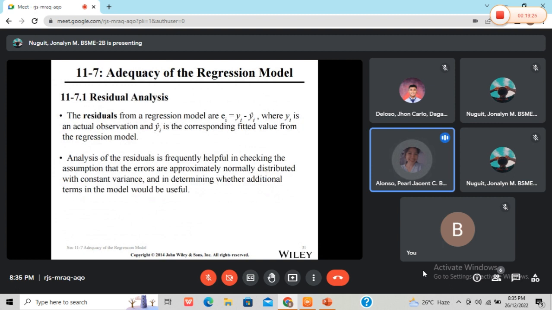So the residuals from a regression model are e sub i equals y sub i minus y hat sub i, where y sub i is an actual observation and y hat sub i is the corresponding fitted value from the regression model. It is frequently helpful to analyze the residuals in order to verify the accuracy of the assumption that the errors are roughly normally distributed with constant variance, and to decide whether or not to include more terms in the model.